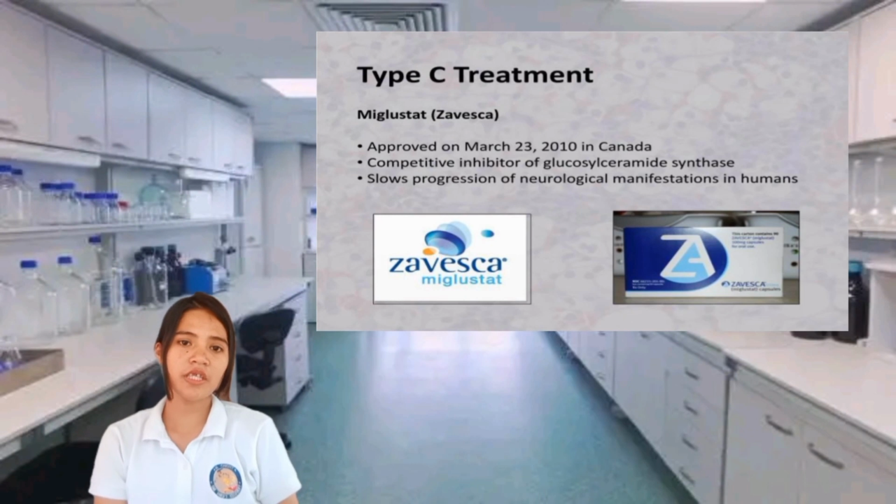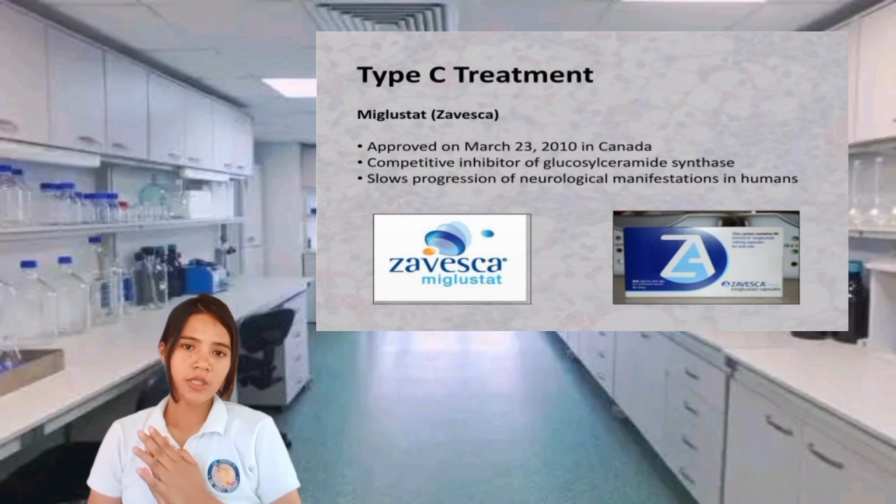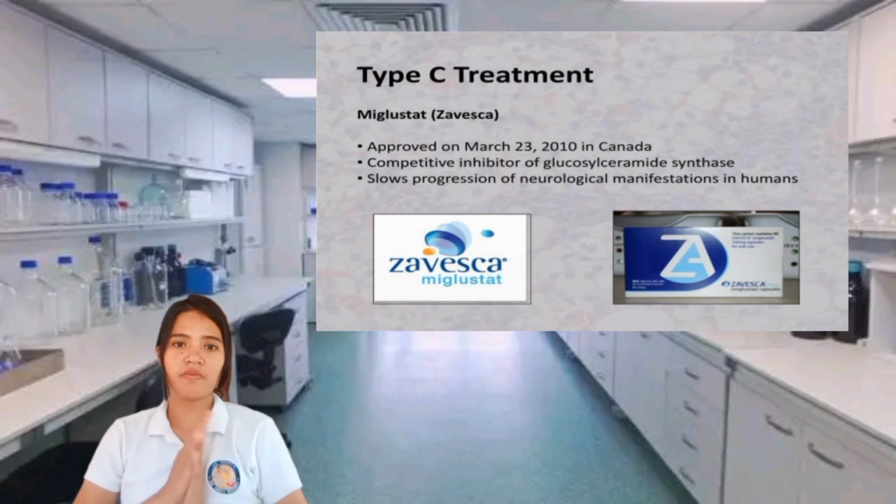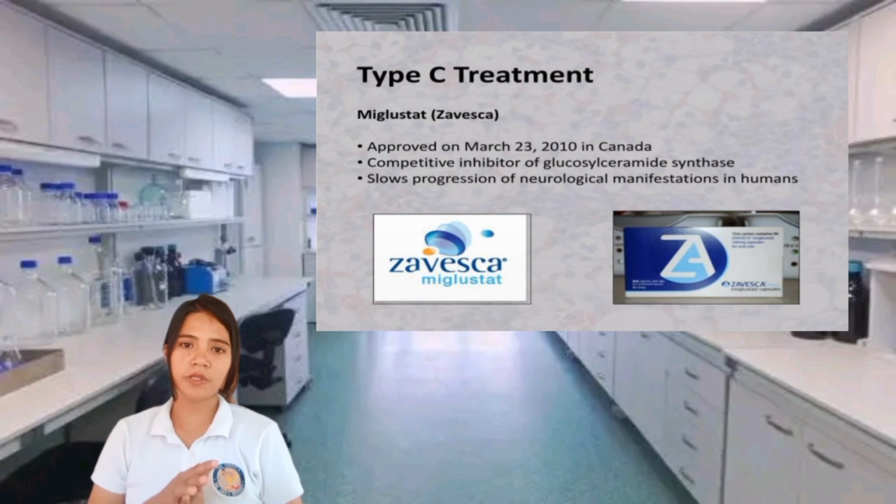For type C treatment, there is miglustat or Zavesca. This treatment was approved on March 23, 2010 in Canada. It is a competitive inhibitor of glucosylceramide synthase, which slows progression of neurological manifestations in humans. Current approaches to Niemann-Pick disease type C involve supportive therapies and targeted management for specific symptoms.